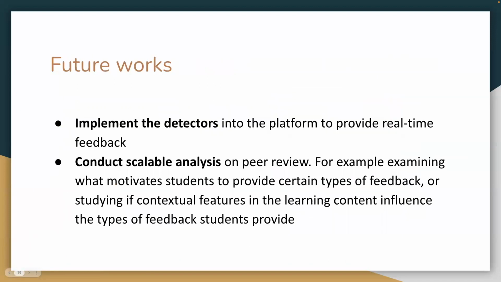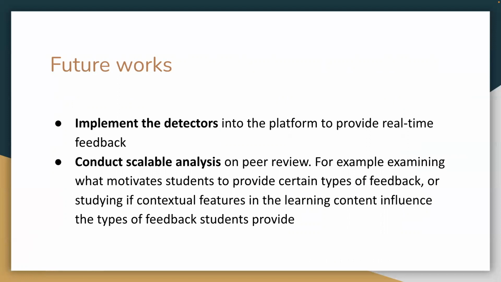For future work, as I mentioned in the beginning, we're really hoping to implement these detectors in the platform to allow real-time detection. And with this detection, we're hoping to provide automated suggestions, reminding students to include certain components in their comments. We're also planning on conducting scalable analysis on peer review.